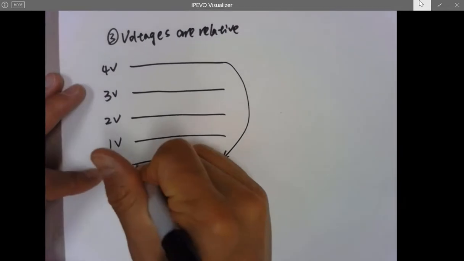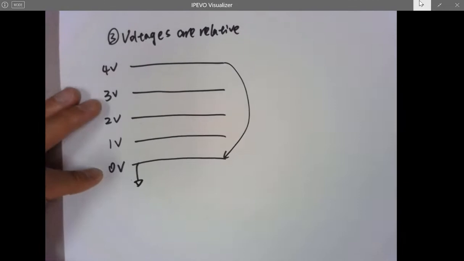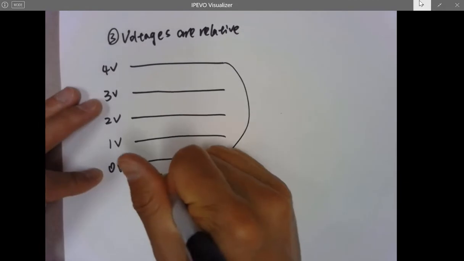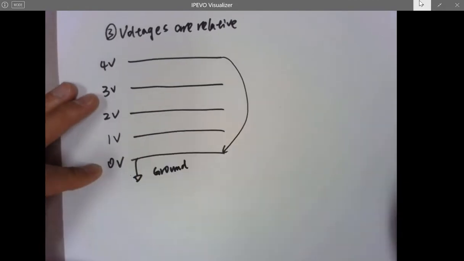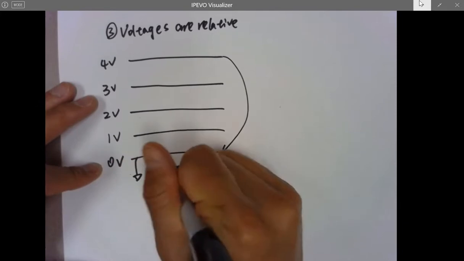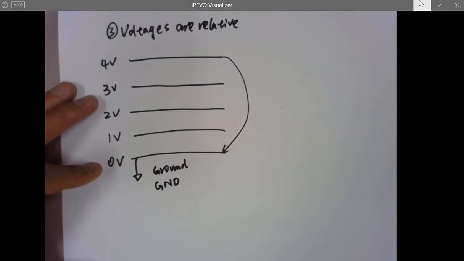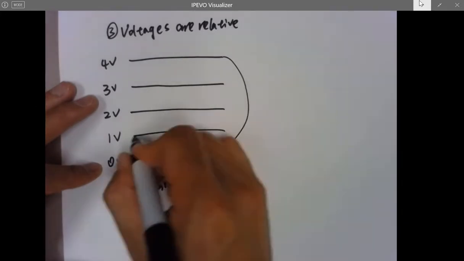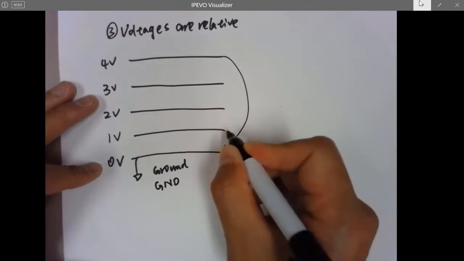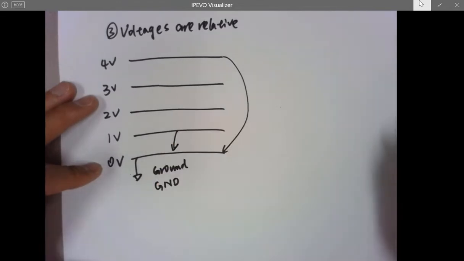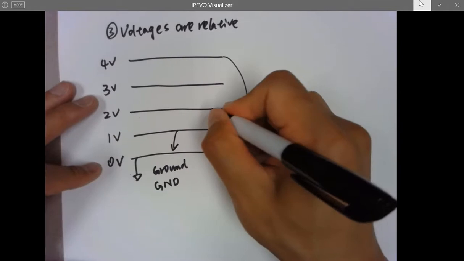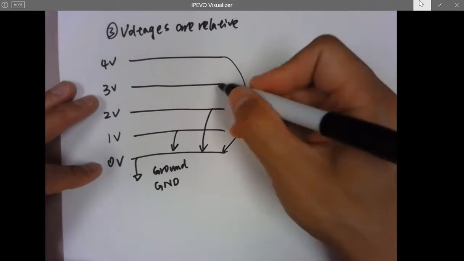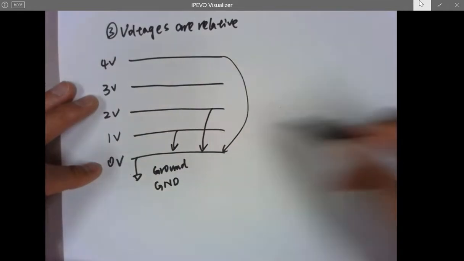And normally we call the 0 volts terminal ground. So it's electrical ground, or GND for short. Okay, so this voltage potential level compared to ground is 1 volt. Okay, so this is 2 volts compared to the ground. This is 3 volts compared to the ground. This is 4 volts compared to the ground.